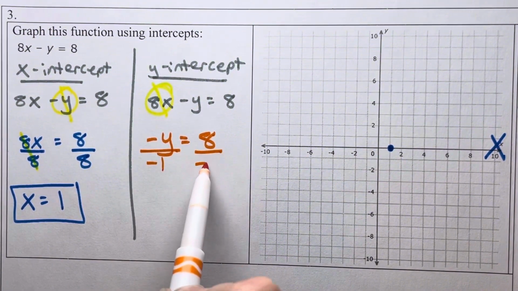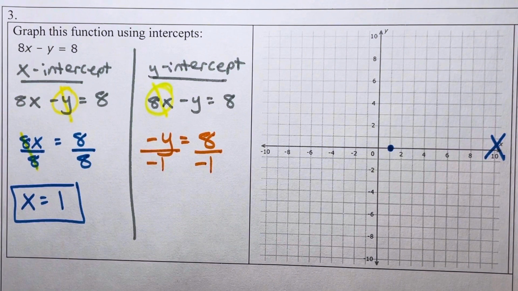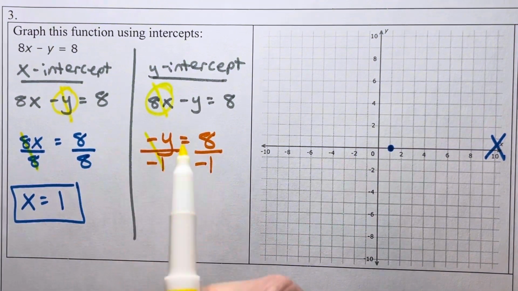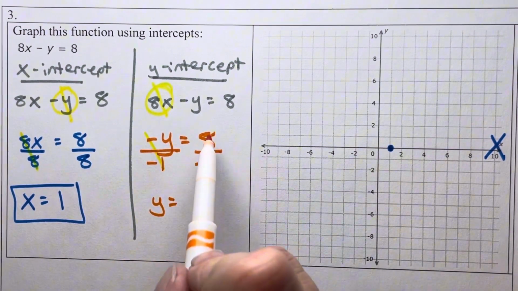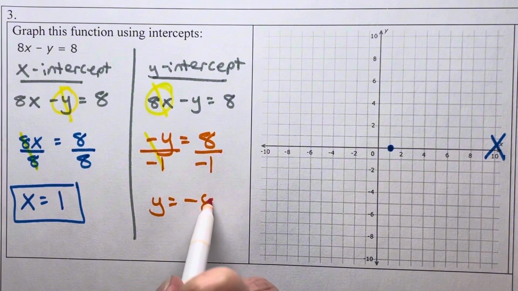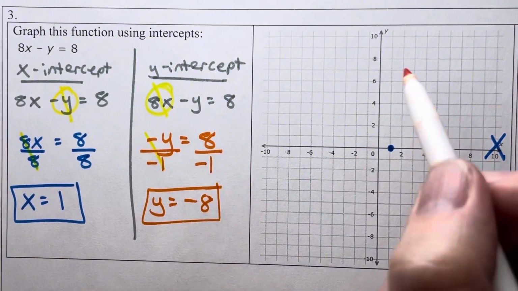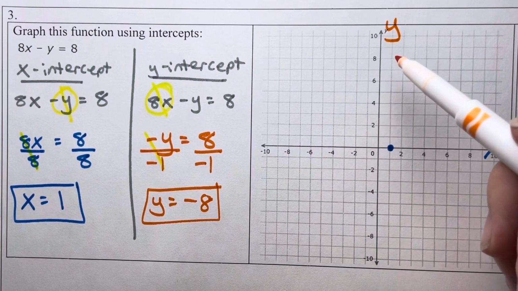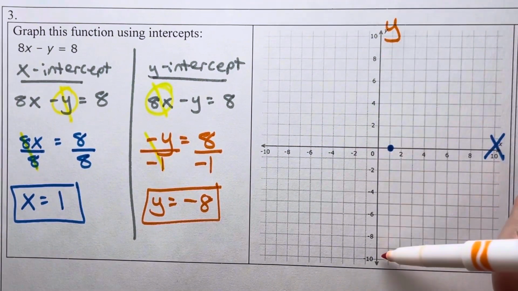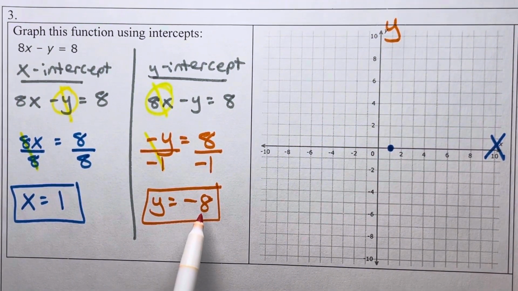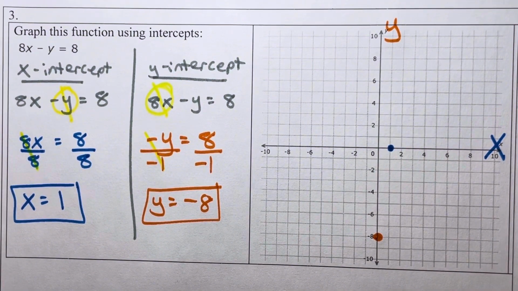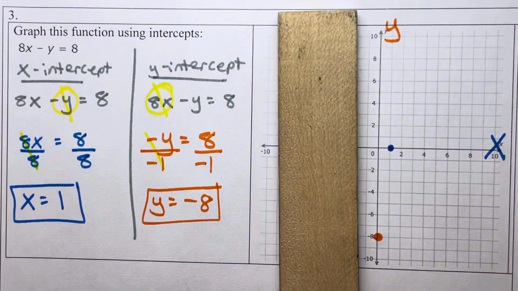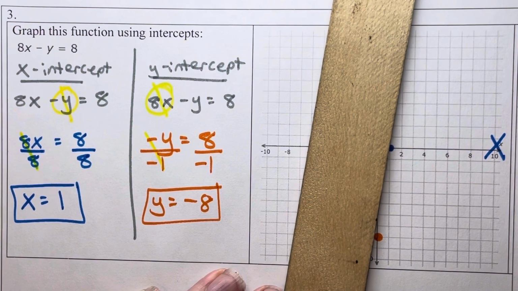And we are not allowed to call this process done until not only is that y alone without a number in front of it, but it's also positive. As a result, 8 divided by negative 1 is negative 8. And here with our y-axis being the vertical line through the center of our coordinate plane, our y-intercept is here towards the bottom at negative 8. Now that I have plotted both of my intercepts, let's get our handy-dandy ruler and connect them.